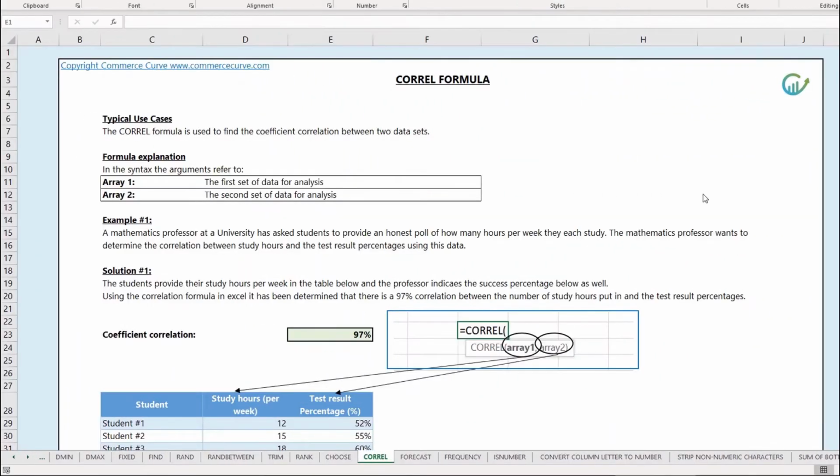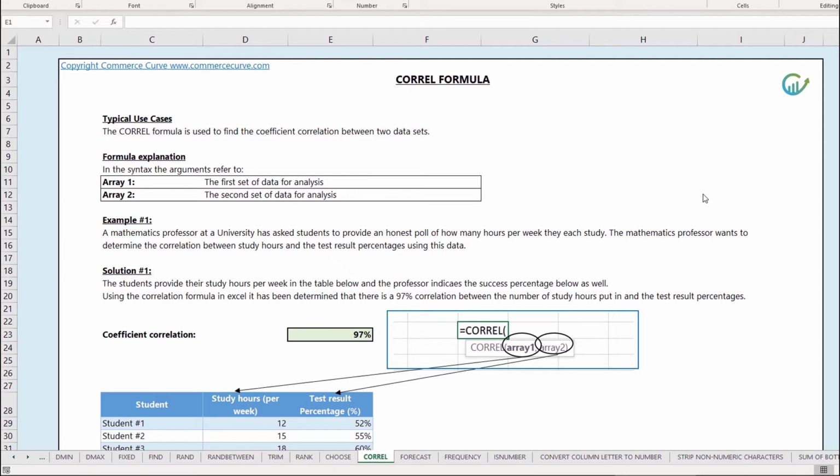In this lesson, we're going to review the Correl formula. The Correl formula is used to find the coefficient correlation between two data sets. This is a statistical formula that's used within Microsoft Excel. The formula is explained as follows.